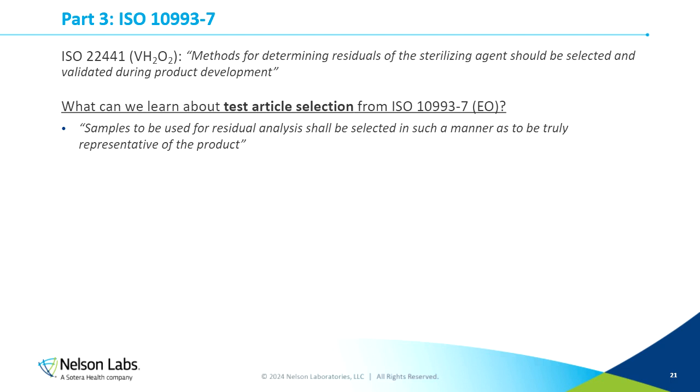So the first thing is how to select a test article. We need to know what product to actually test. The standard says samples to be used for residual analysis shall be selected in such a manner as to be truly representative of the product. That sounds obvious. And in my mind, the best thing to test is always a final finished device. That's the easiest way to justify that the test article actually goes through and represents what's going to be exposed to a patient.